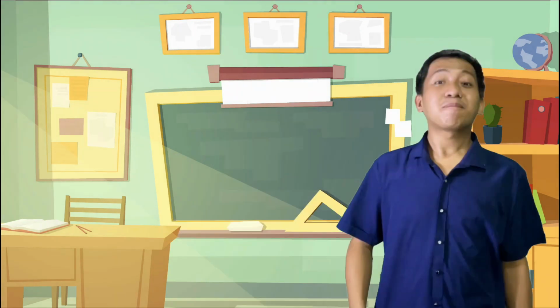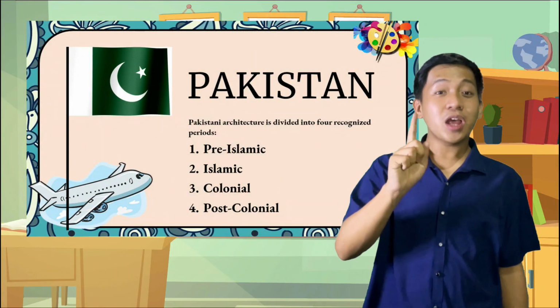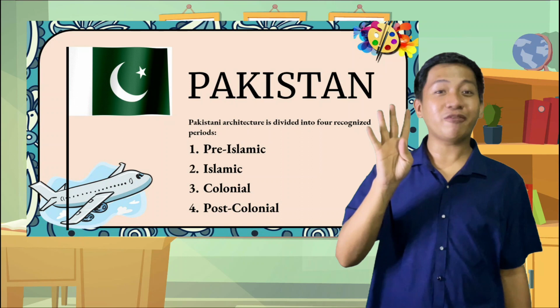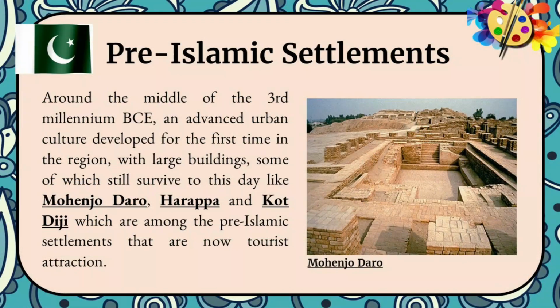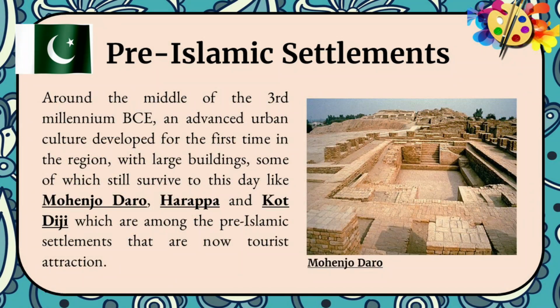Let's now move forward to Pakistan. Let's go! Pakistani architecture is divided into 4 recognized periods. 1. Pre-Islamic. 2. The Islamic. 3. Colonial. And 4. The post-colonial. Pre-Islamic settlements. Around the middle of the 3rd millennium BCE, an advanced urban culture developed for the first time in the region, with large buildings, some of which still survive to this day, like Mohenjo-daro, Harappa, and Kot Diji, which are among the pre-Islamic settlements that are now tourist attractions.